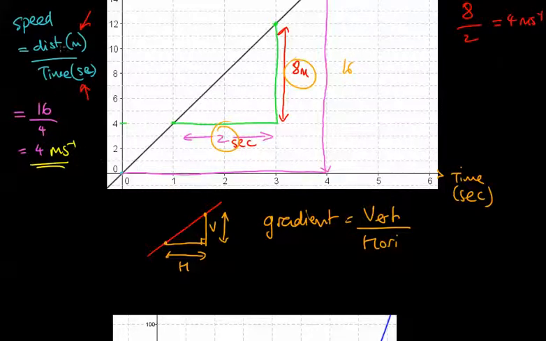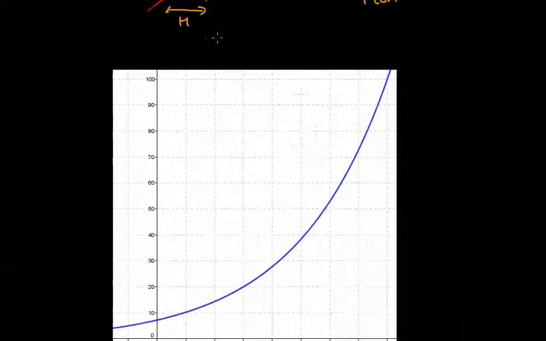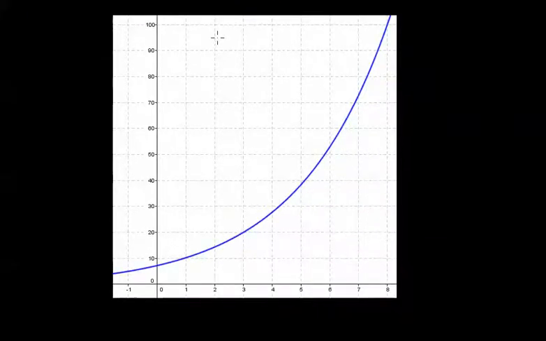So effectively we worked out the speed or the rate of change, but we've also worked out the gradient of this particular graph. Now let's look at something a little bit more challenging than that. Here's a different object, and you can clearly see, because this graph is curved, that it's not travelling at a constant speed. But let's say I wanted to work out an average speed.